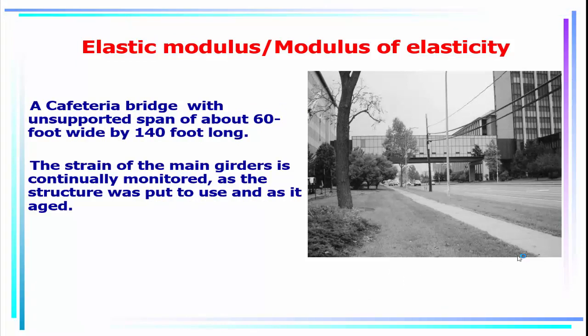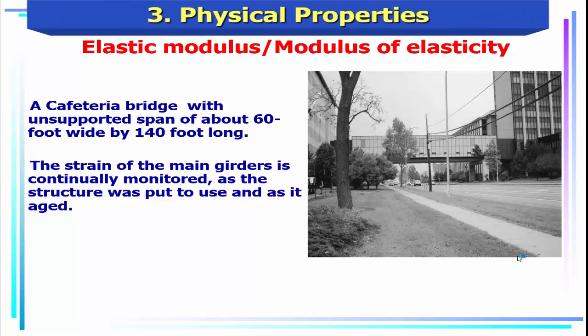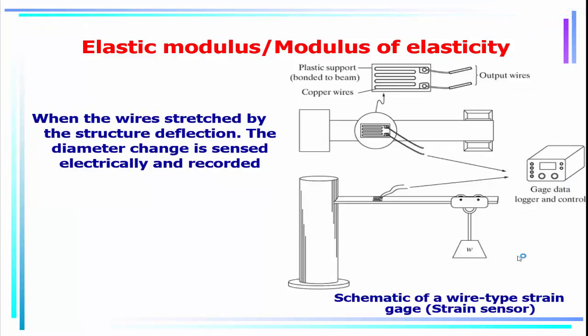And here is an example. A cafeteria bridge with an unsupported span of about 60 feet wide by 140 feet long. The strain of the main girders was continually monitored as the structure was put to use and as it aged. And when the wires stretched by the structure deflection, the diameter change is sensed electrically and recorded.